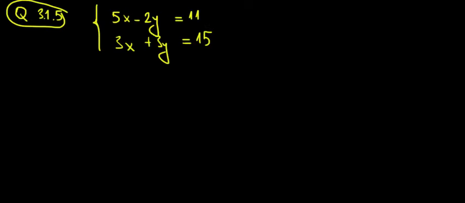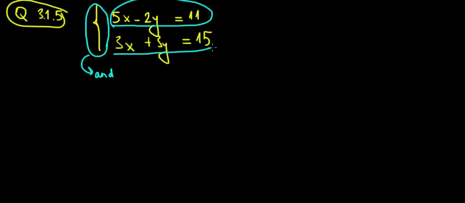Now, before we go on, let's first understand what a system is. This symbol over here means "and". So the first equation must hold true, and at the same time the second equation must hold true. So we solve them together. Now, a practical way to solve systems is through elimination.